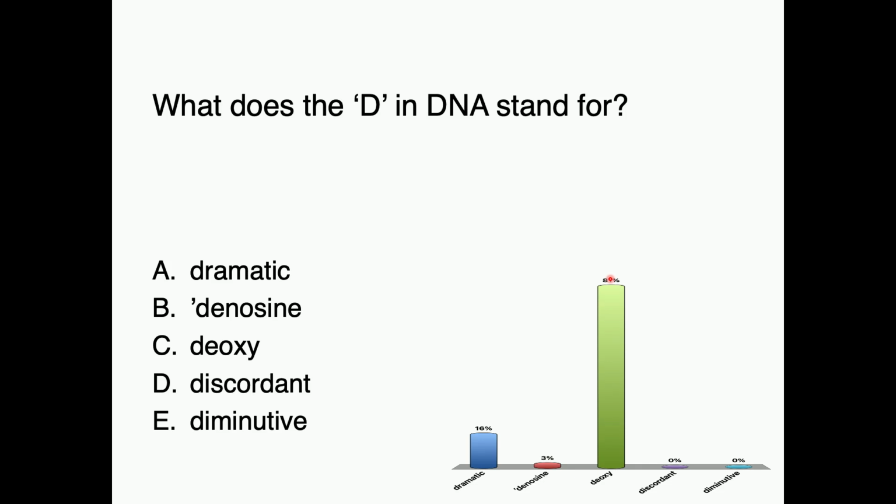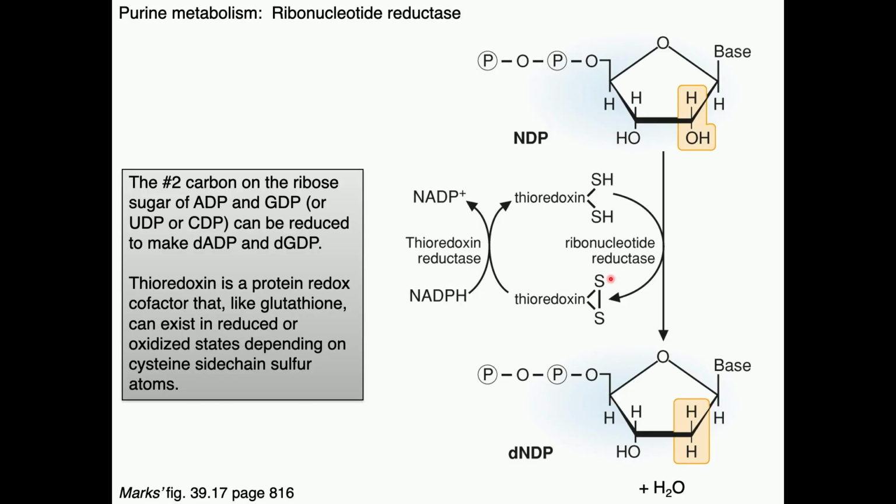So deoxy, right? So the nucleotides are not equivalent. There are nucleotides and then deoxynucleotides. In order to convert a nucleotide into a deoxynucleotide, we need an enzyme called ribonucleotide reductase that is converting this alcohol into just a reduced carbon. Ribonucleotide reductase is always acting on the diphosphate form.